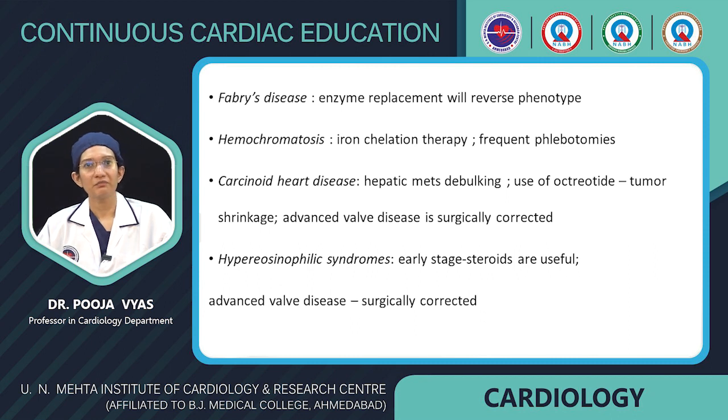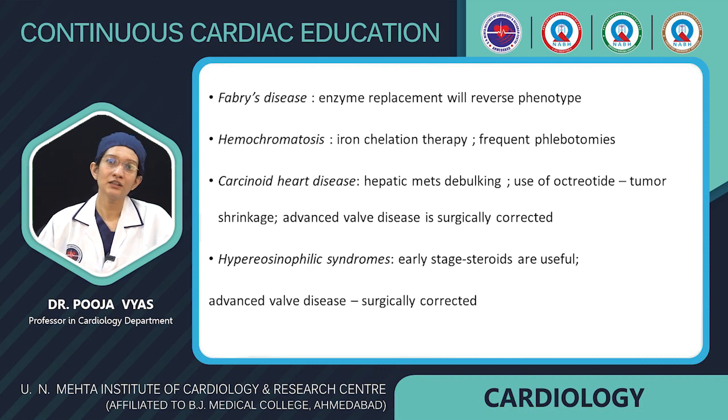If the patient has Fabry's disease, then enzyme replacement should reverse the phenotype, so we should think about enzyme replacement. In cases of hemochromatosis, iron chelation therapy and frequent phlebotomy should be done. If the patient has carcinoid heart disease, then for hepatic mets, debulking and use of octreotide, which leads to tumor shrinkage, can be done, and if the patient has developed advanced valve disease, then we should think about surgical correction of those abnormalities.